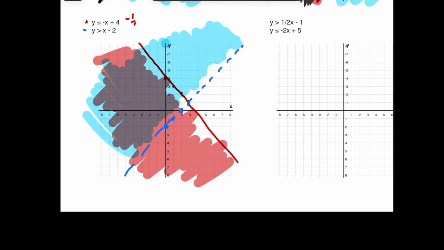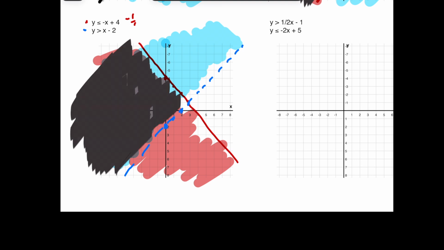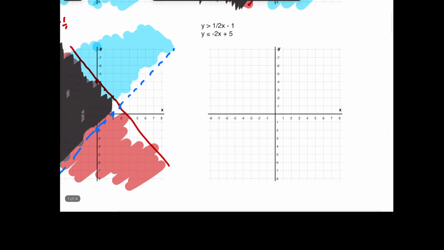Okay, and once I do that, you can see where they cross. I'll just take my cool black marker and shade it in like that and it will become black. And there you go. Make sure that this part is dotted and make sure that that part is solid. All right, let's go on to the next one.